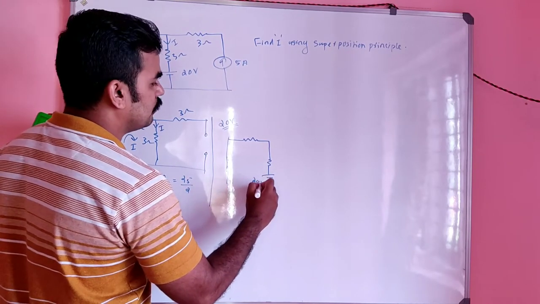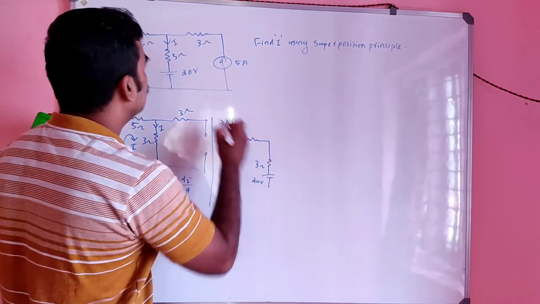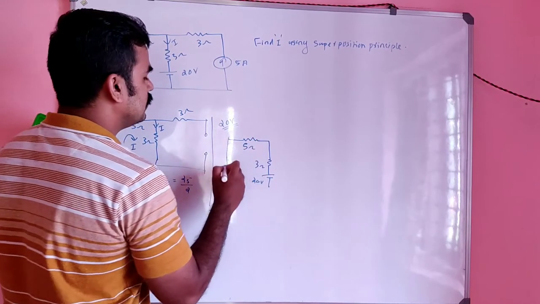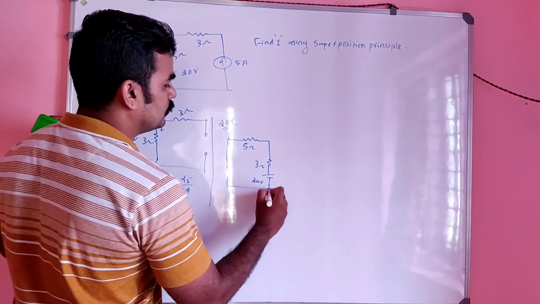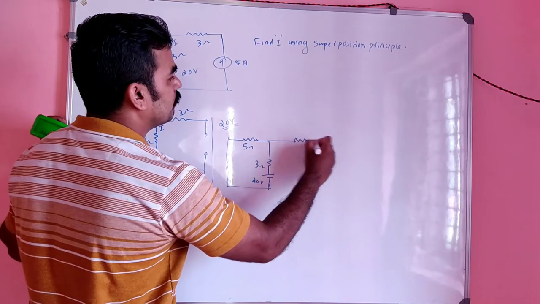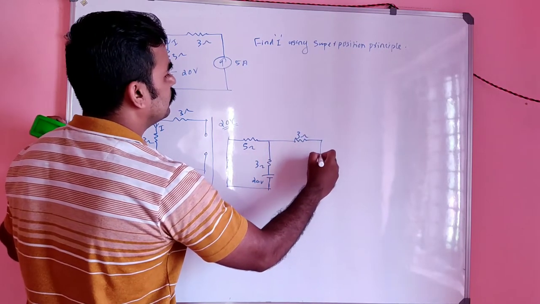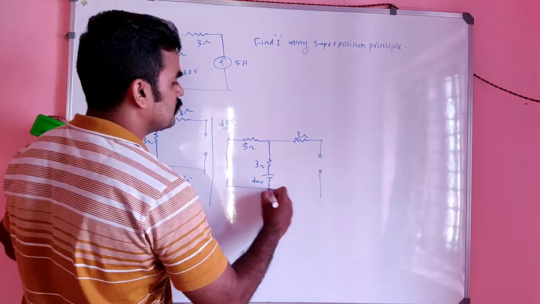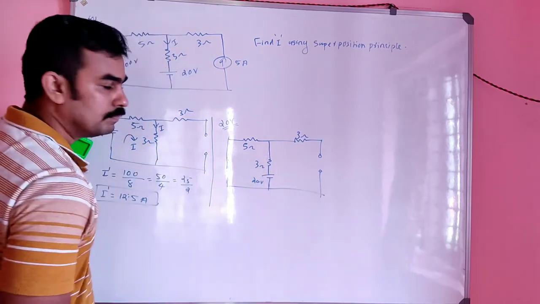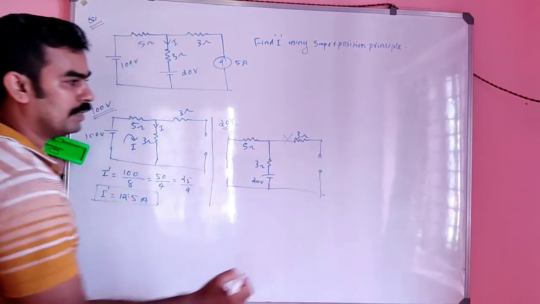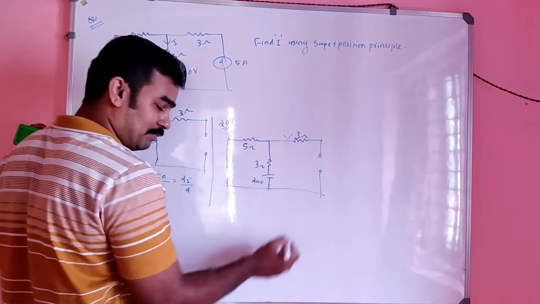The remaining will be this and this, which will exist. This is 20 volt and this is 3 ohm and of course 5 ohm, and this is short circuit. This will be open circuit, so there is not at all the flow of current through that path.